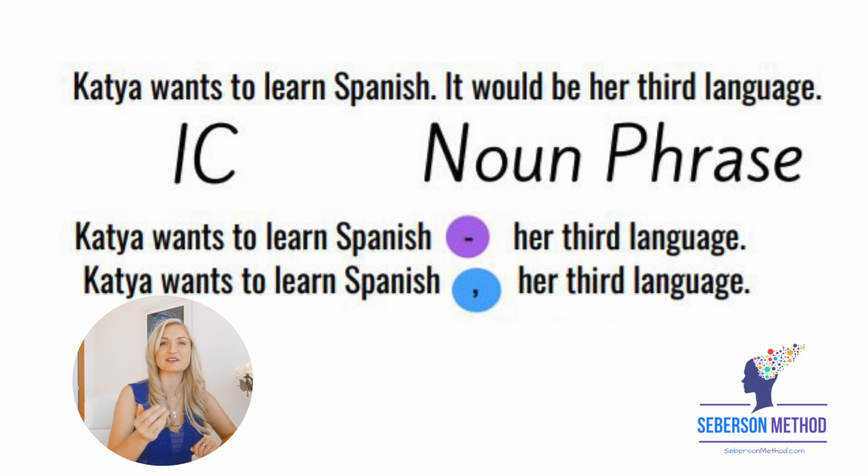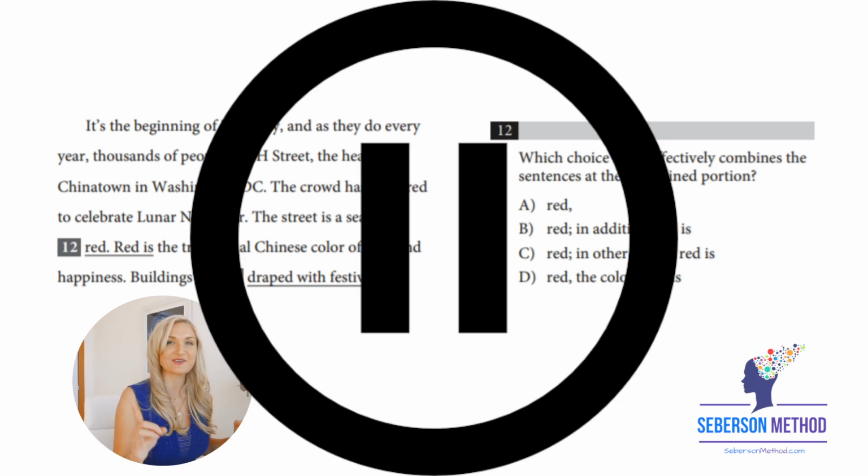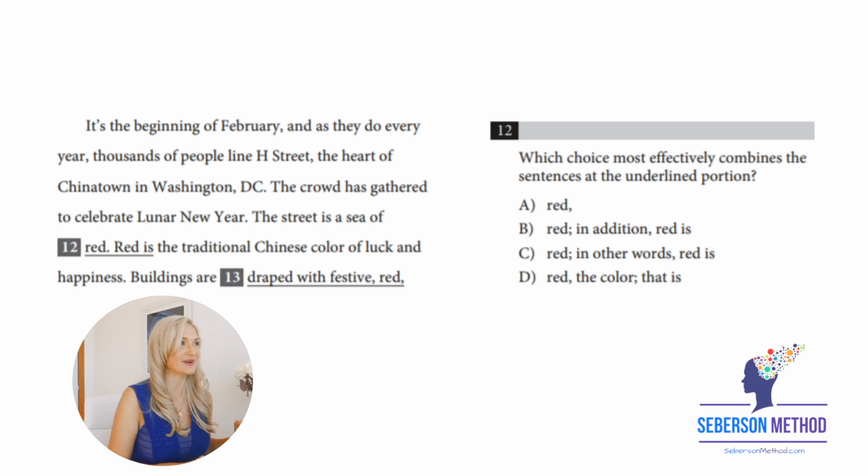For example, what would we do with our 2 original sentences? Katya wants to learn Spanish, it would be her 3rd language. Here's what we would do. We would say Katya wants to learn Spanish, her 3rd language. Here you can see you can either use a dash or a comma to attach a noun phrase at the end of the sentence. Here's a real example from a real SAT where this was used. Pause the video and try to answer this question by yourself.